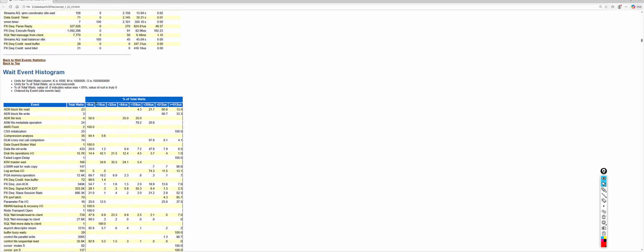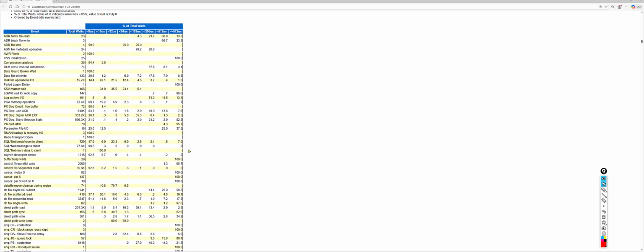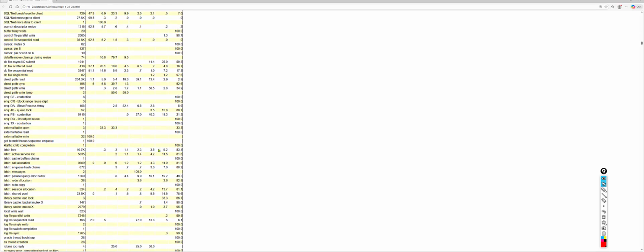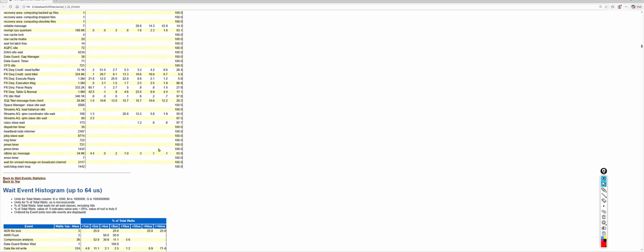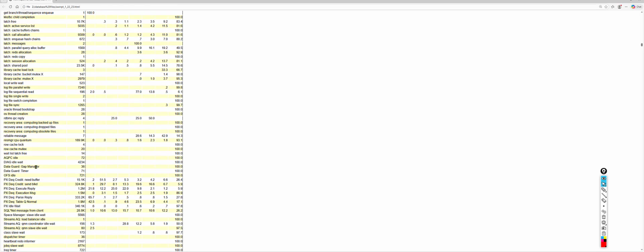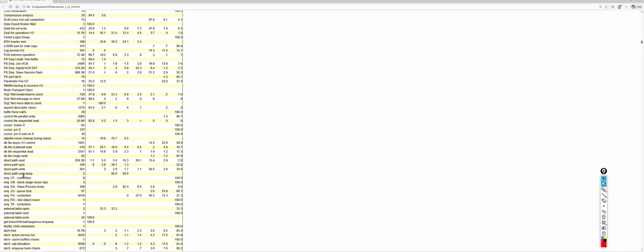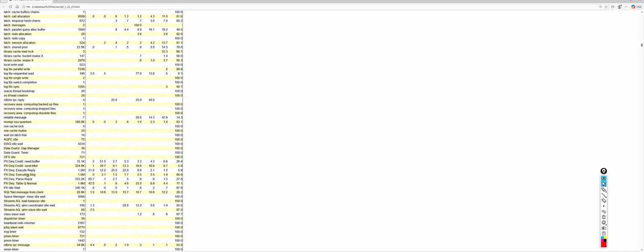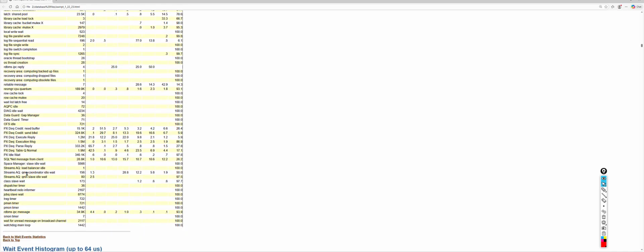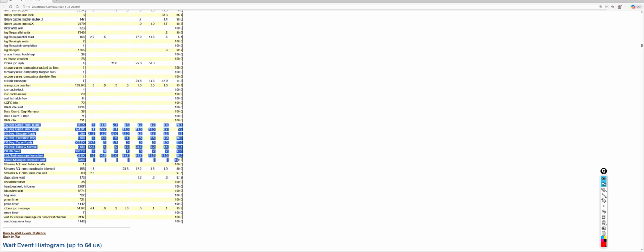Next comes the wait event histogram. This histogram will be useful in some cases, not all the time. We already know that resource manager CPU quantum is the wait event which consumes high CPU. The other one is parallel, right? So just go directly to parallel and see.